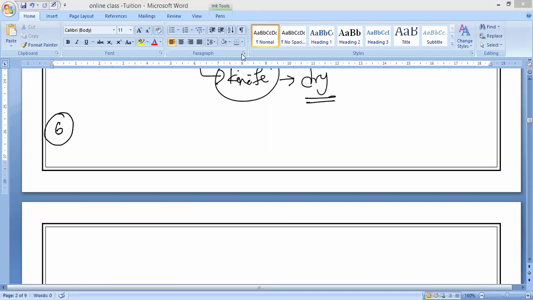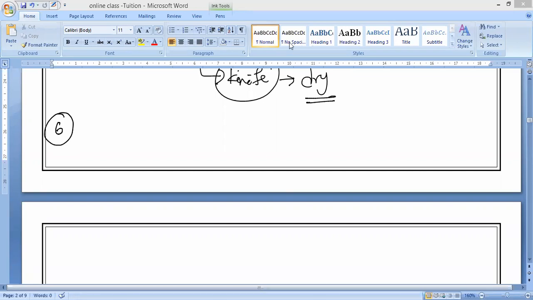Do they have more strength or less strength? Please respond. They have more strength. That is why most of the metals are used in the construction of bridges, buildings, etc., because they are very strong in nature. Again, here also some exemption is there.